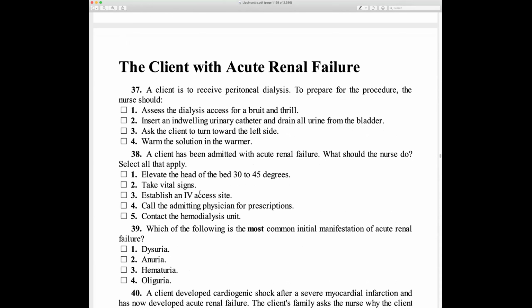But 38. A client has been admitted with acute renal failure. What should the nurse do? Select all that apply. So take a minute or so and put your answers in the chat and then we'll go over it. This is a tricky one, but we're doing question 38.